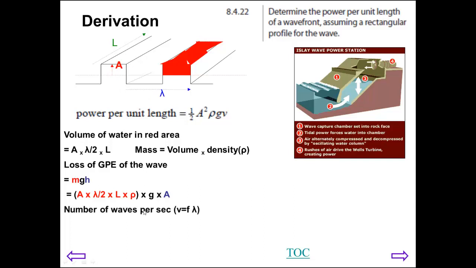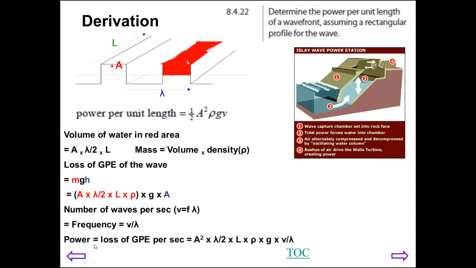And how many waves do we get arriving per second? We know that v is equal to f lambda, so the frequency is equal to v divided by lambda. So it's going to be this amount of energy. So the power is the total loss of GPE, gravitational potential energy, per second.